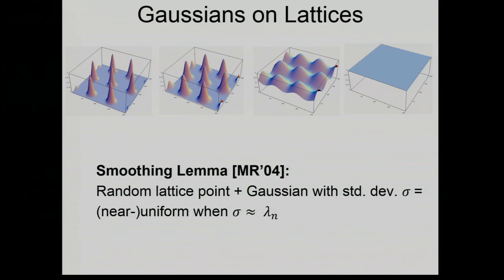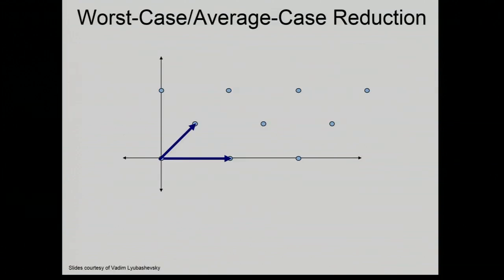Okay, so that's Gaussians. What do I do now? All right, I have 5 minutes. Okay, so let's do the worst case to average case reduction. So here's the basis. This is what I get as input. It could actually be pretty bad, but I just made life easier for me.